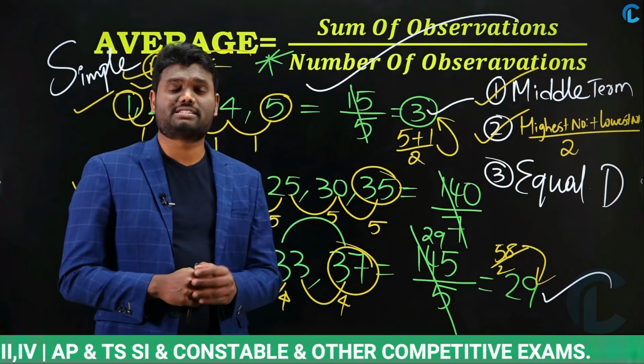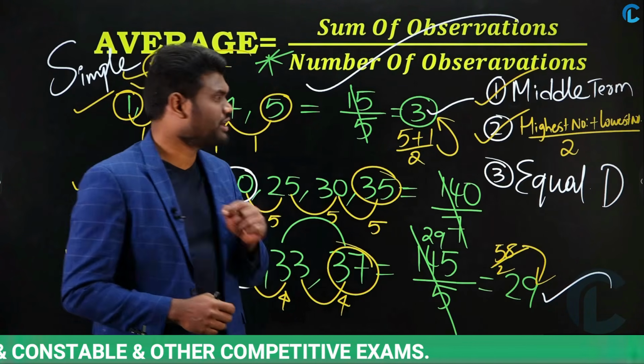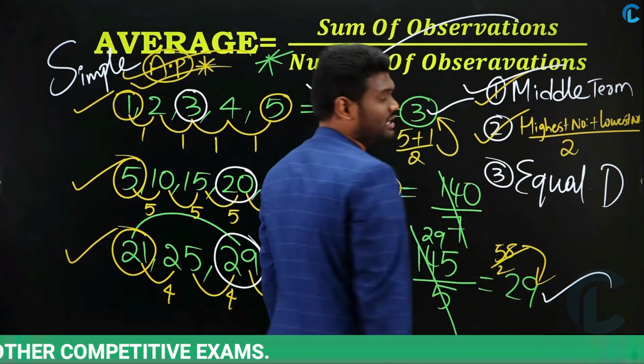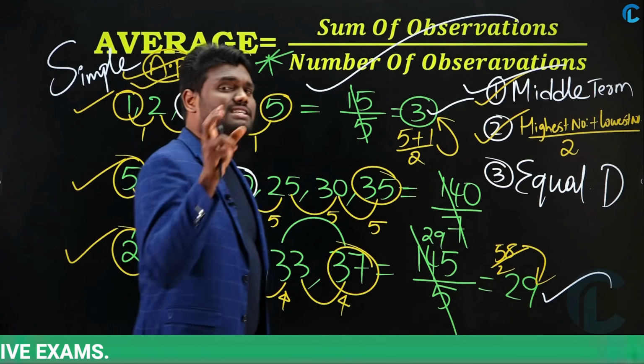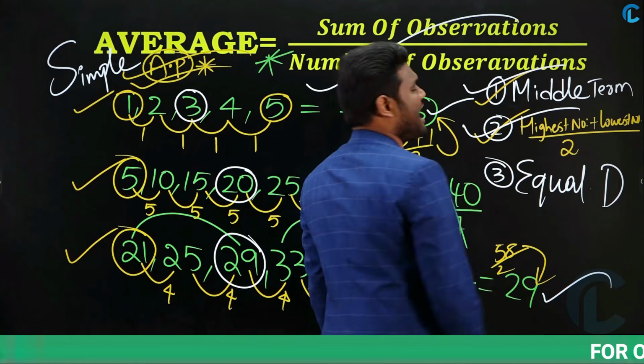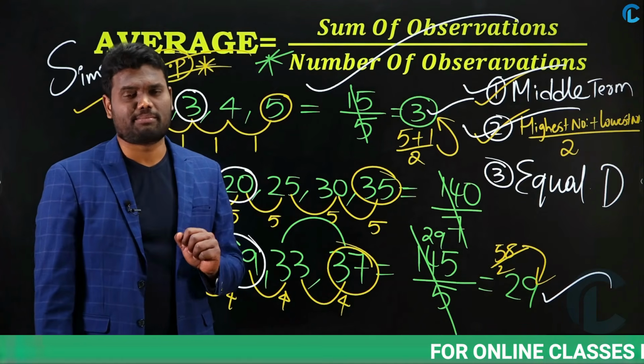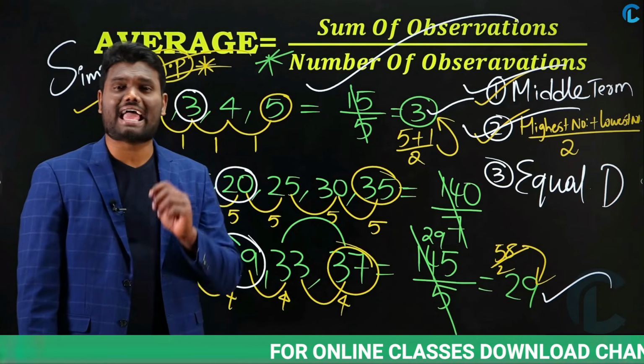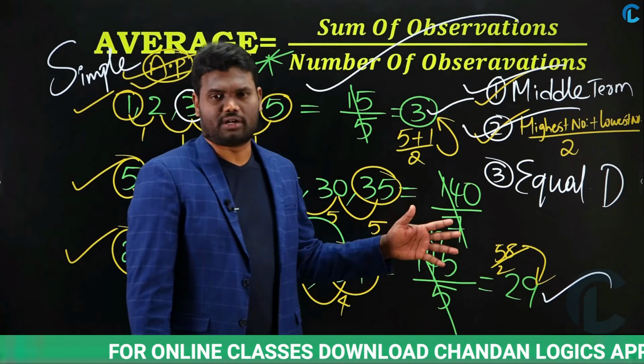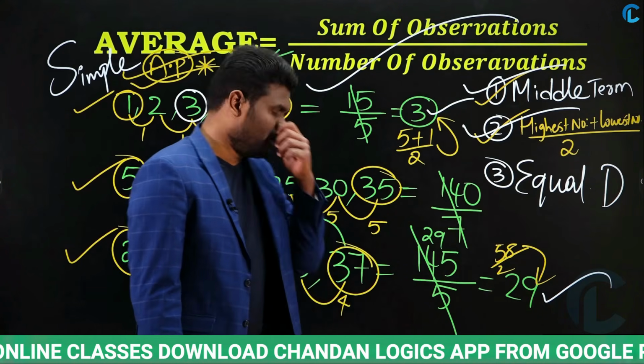And average, if the series is in arithmetic progression, you can say average as middle term, or if the series is in arithmetic progression, you can say average as highest number plus lowest number by 2, or else you can say average as equal distribution. Okay. Now what do we mean by equal distribution?